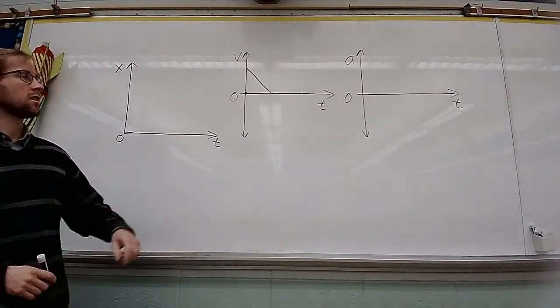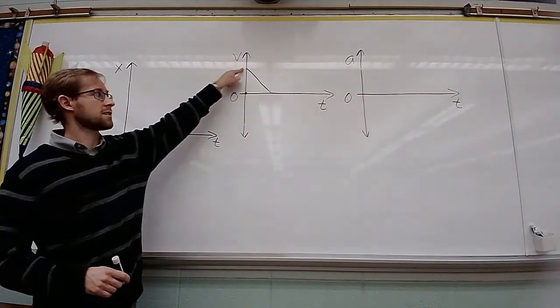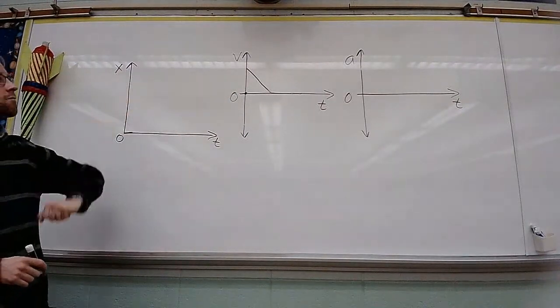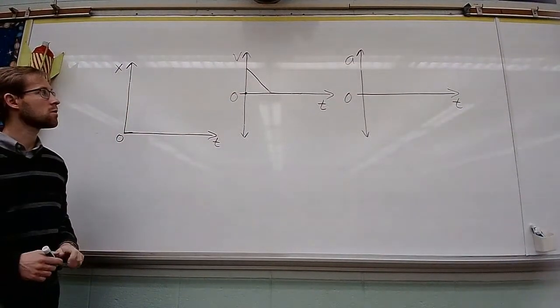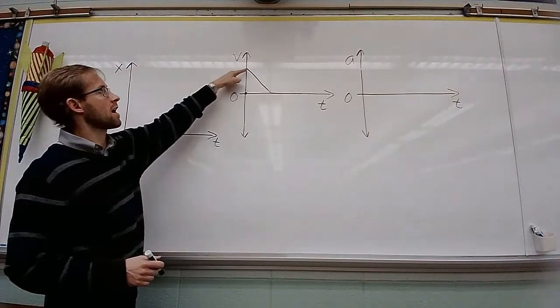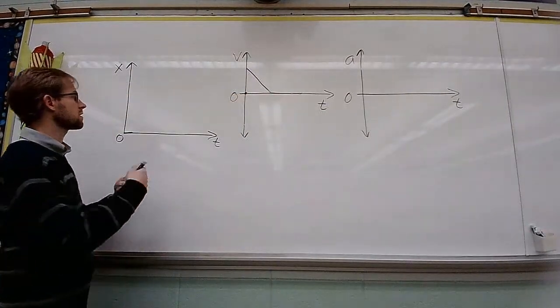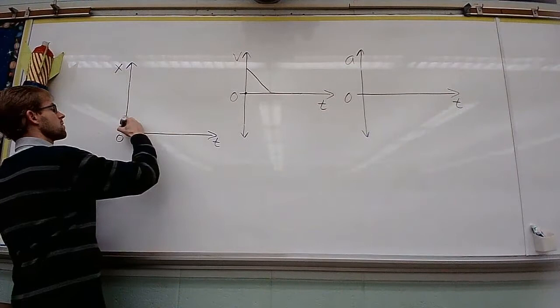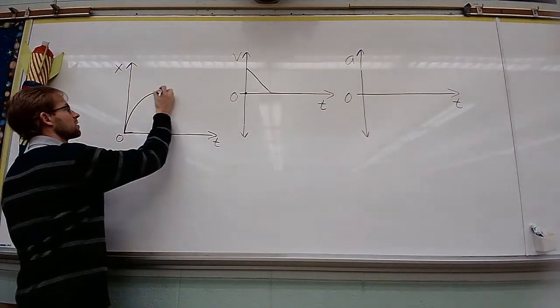So for this one here, you can see we begin with a large positive velocity. That means over on this graph, we're going to start with a large positive slope. As time goes on, the velocity decreases, ultimately reaching 0. So our slope will decrease, ultimately reaching 0.